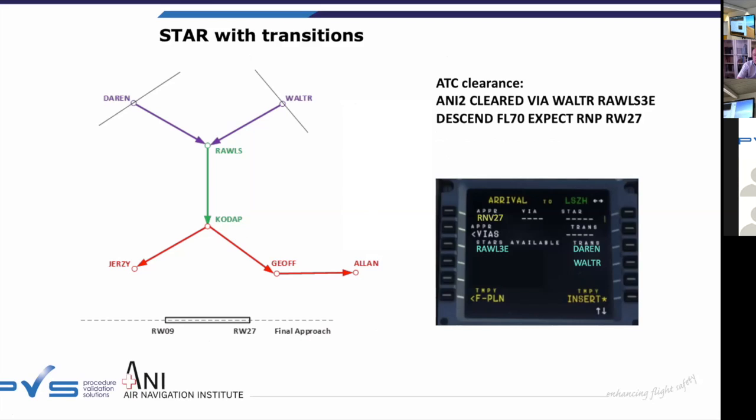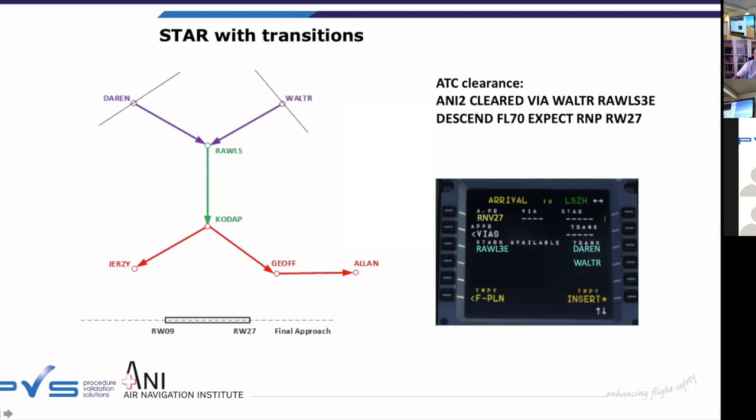How would you select it? You get the clearance. Clearance would be ANI 2 cleared via Walter, which gives you the idea of the en route transition. So it starts at Walter. Rawls 3 Echo, which is the common part. Then the vertical clearance, descent flight level 70, expect RMP runway 27, which gives you the runway transition. In this case, this one.